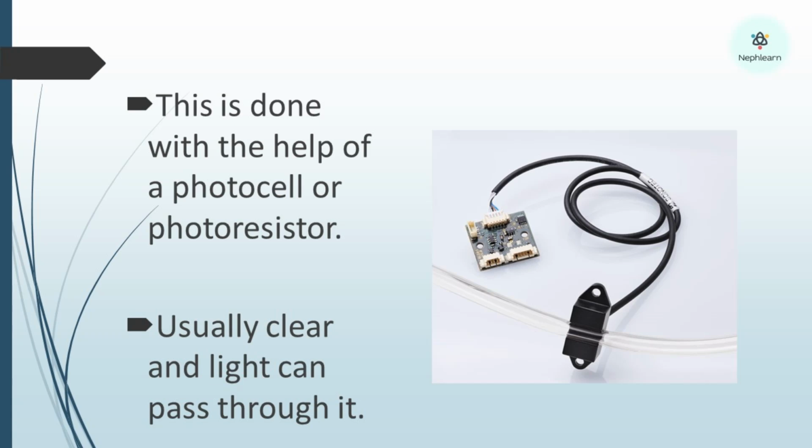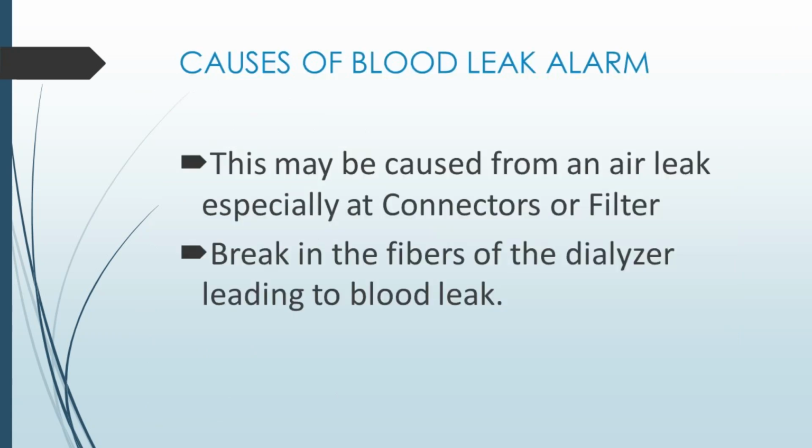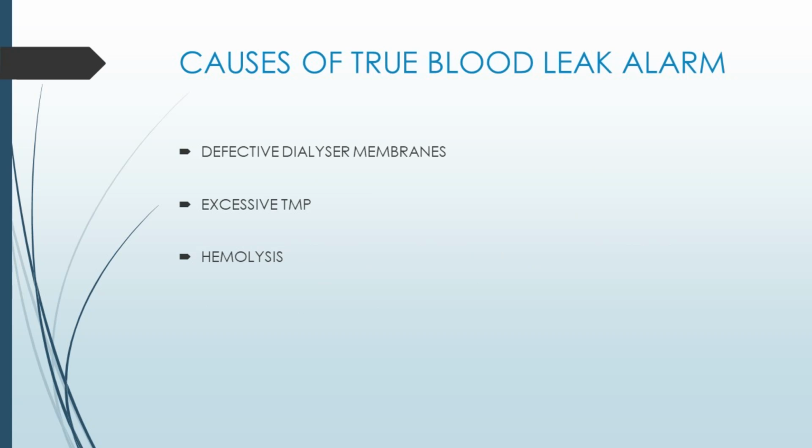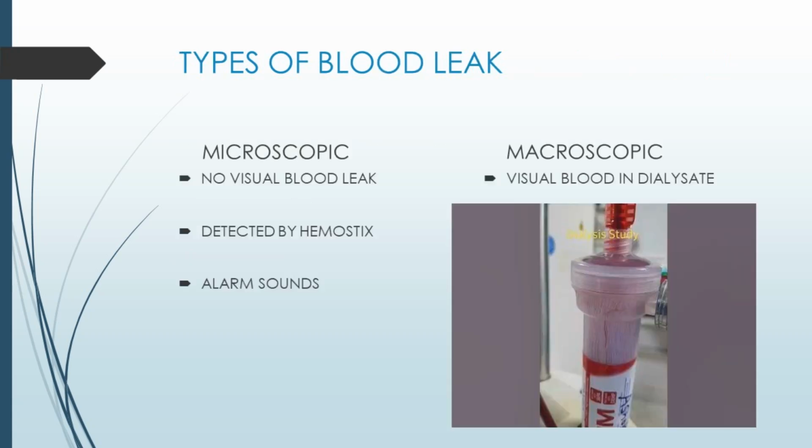The spent dialysate is usually clear and light can pass through it. This may be caused from an air leak at the connectors, filter, or broken fibers of the dialyzer. A true blood leak alarm is caused by a defective dialyzer membrane, excessive TMP, or hemolysis.